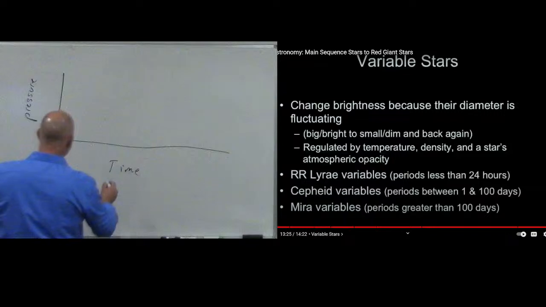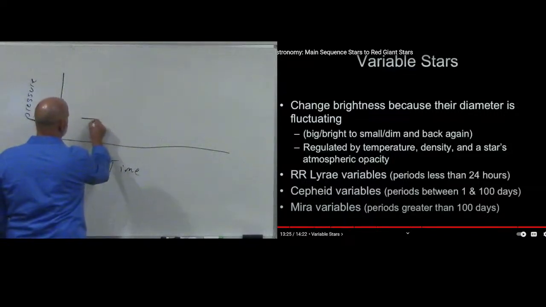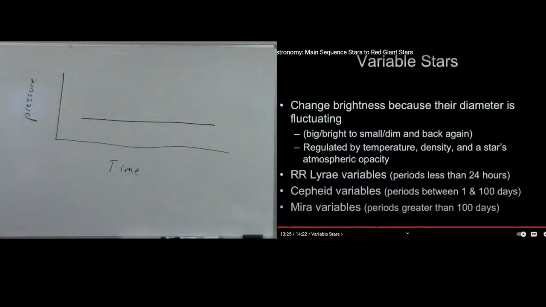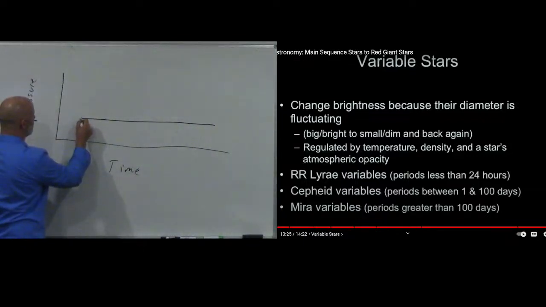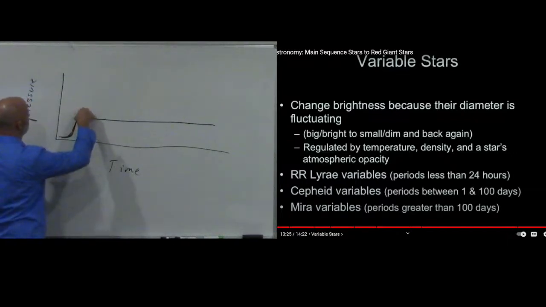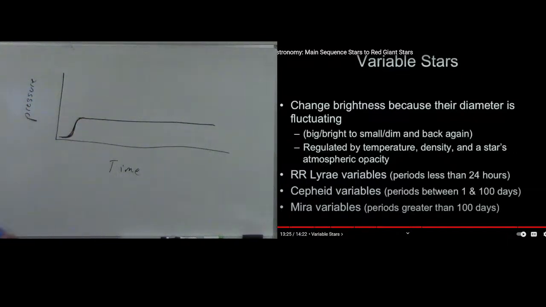So for about 90% of this, it's going to be pretty much a flat line. Before I begin fusion, do I have pressure? No, because pressure is created by fusion. So most of its life, I got almost no pressure, very little. And then all of a sudden we jump up very rapidly once we hit main sequence. This is when fusion begins.